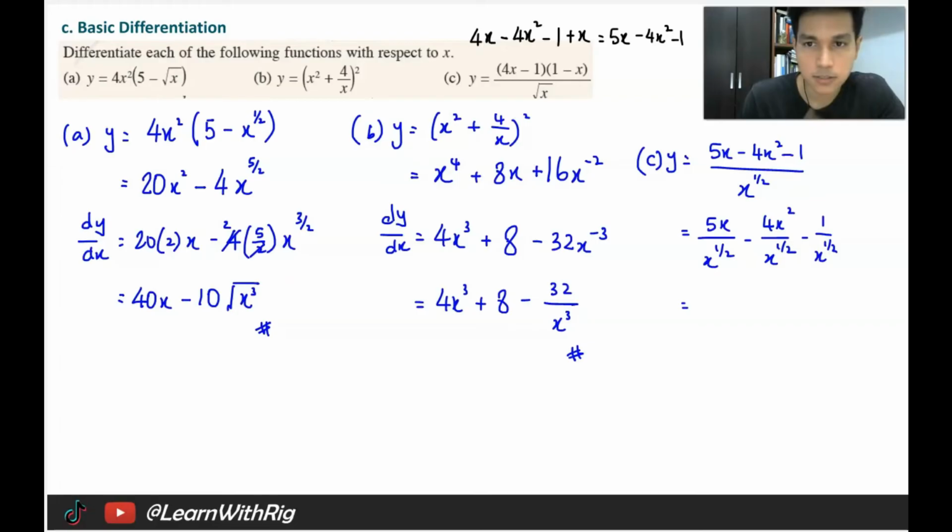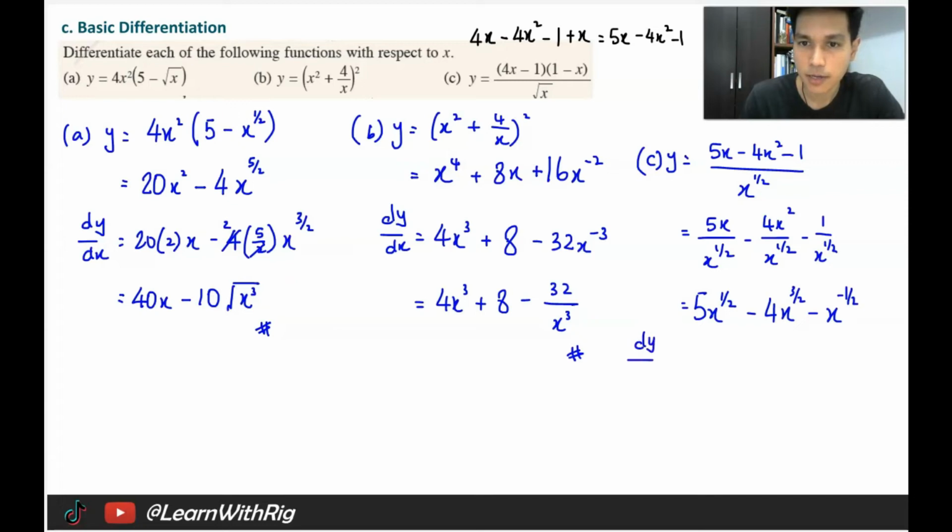So 5x divide by x power 1 over 2. Divide means what? The indices, the power, you need to minus. So 1 minus 1 over 2 is 1 over 2. So 5x power 1 over 2. Then 4x power 2 minus 1 over 2 would be 3 over 2. So 4x power 3 over 2. Then here becomes x power negative 1 over 2. So now you can differentiate.